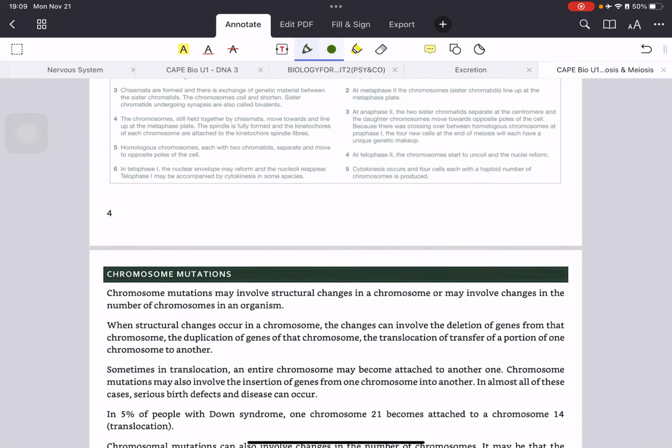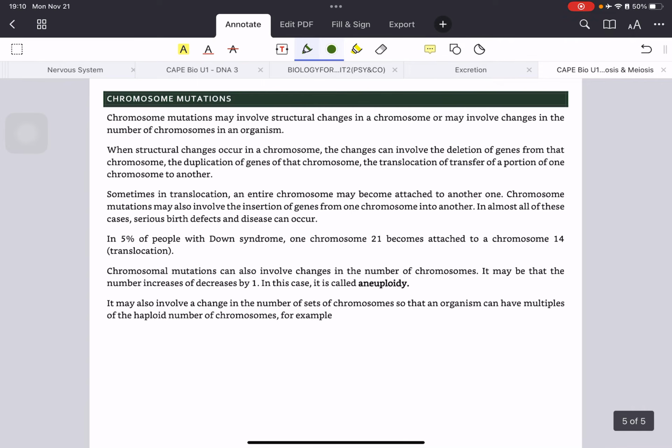All right, the final thing that we want to talk about are chromosome mutations. So chromosome mutations may involve structural changes in a chromosome, or it could involve changes in the number of chromosomes, so either structure or number. So when structural changes occur, it can involve deletion of certain genes, duplication of genes, or something we like to call translocation, or transfer of one part of the gene to another, okay? So translocation is an important one.